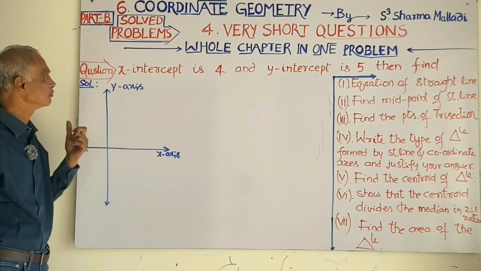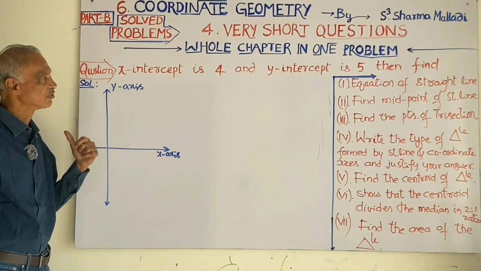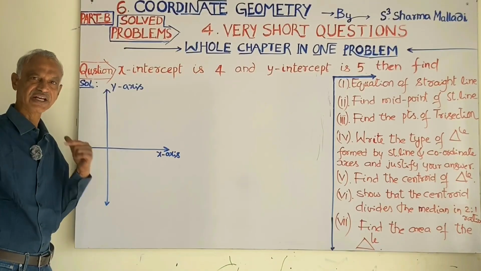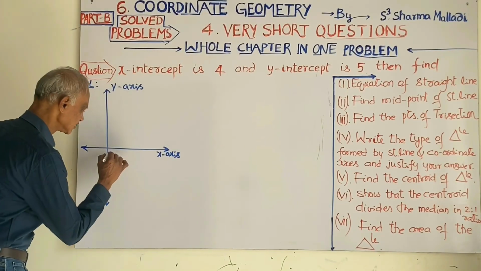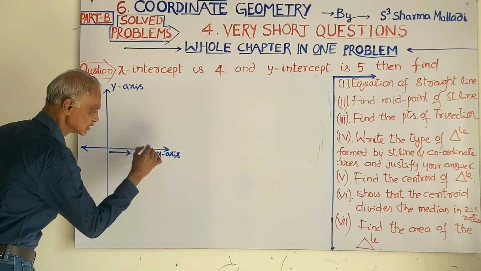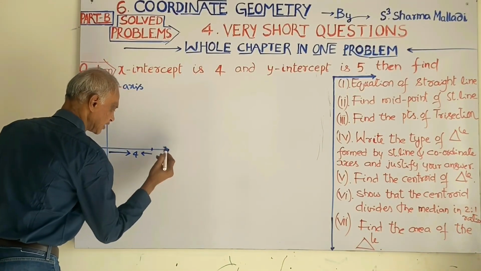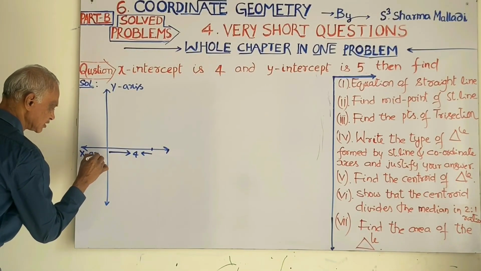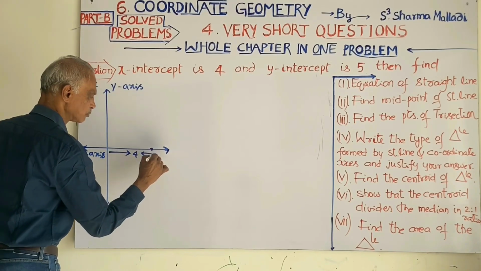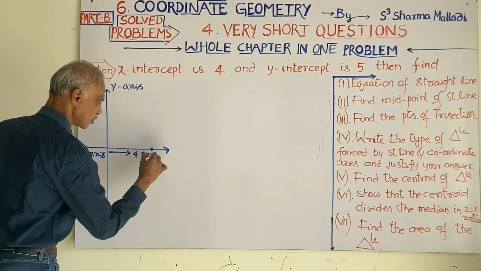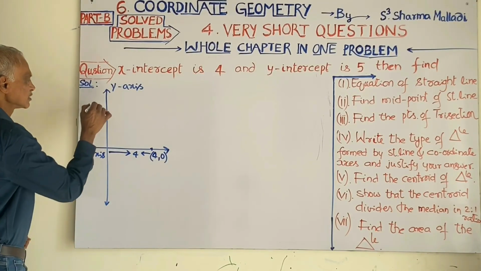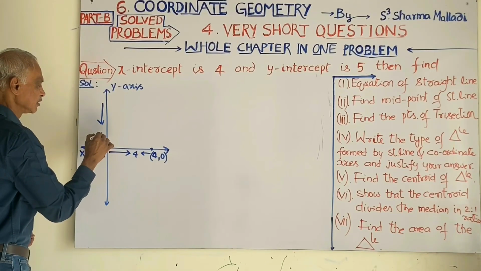Now first you read the problem. X-intercept is 4 and y-intercept is 5. X-intercept means horizontal distance. For x-intercept y will be 0. This distance you take 4, means this point will be, I will write x-axis here so that it is very easy for us to understand the problem. This point will be 4, 0.